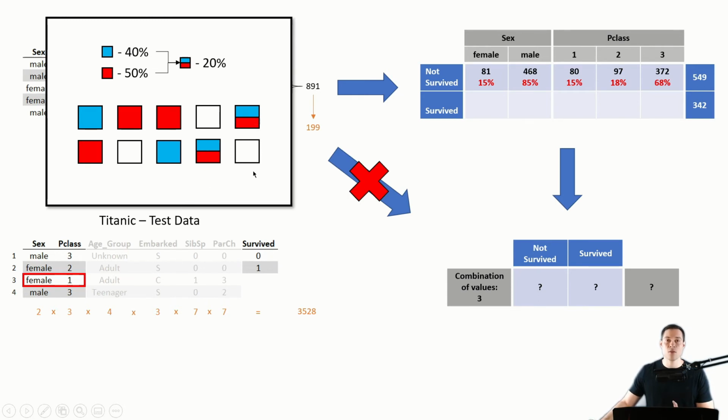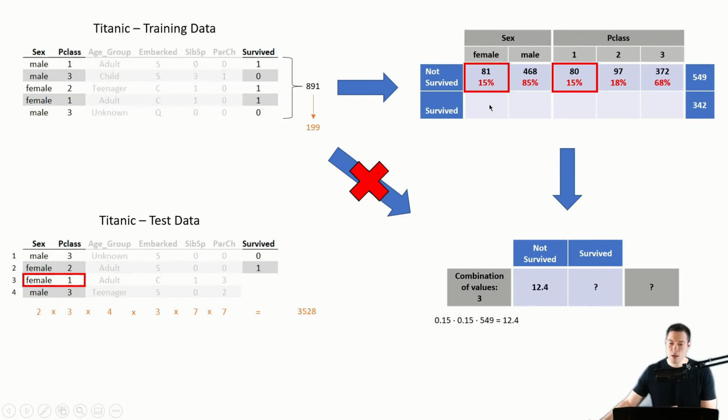And the same kind of logic applies to our features here. So if you multiply 15% with 15% and multiply that with 549, then we get the result of 12.4 passengers. So out of those 549 non-survivors, we would expect that on average there are 12.4 passengers that are both female and travel in first class.